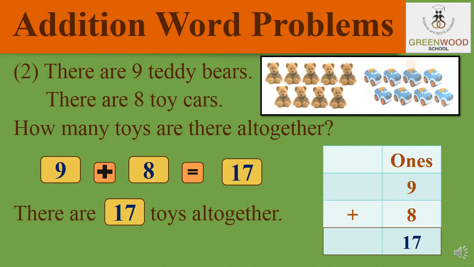Now what is 9 plus 8? 9 in mind, 8 in fingers. We'll start counting after 9. 10, 11, 12, 13, 14, 15, 16, 17. So there are 17 toys all together.